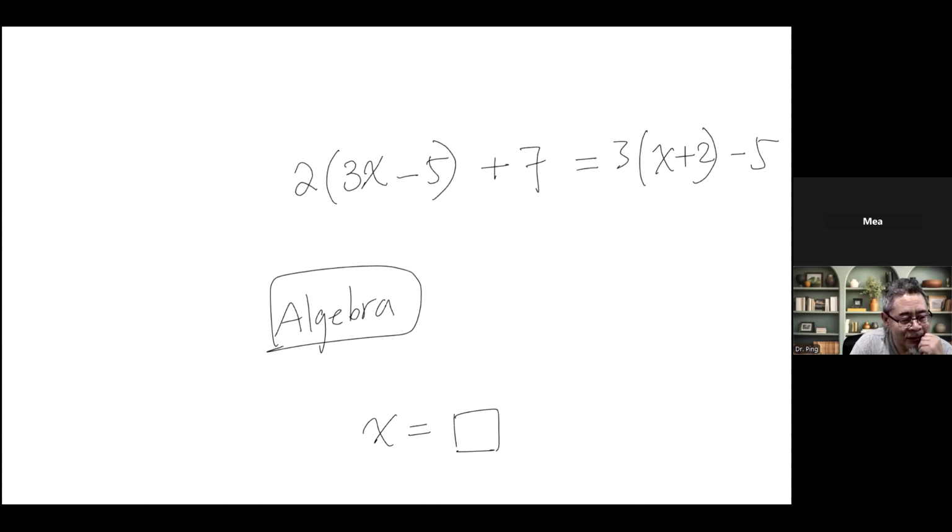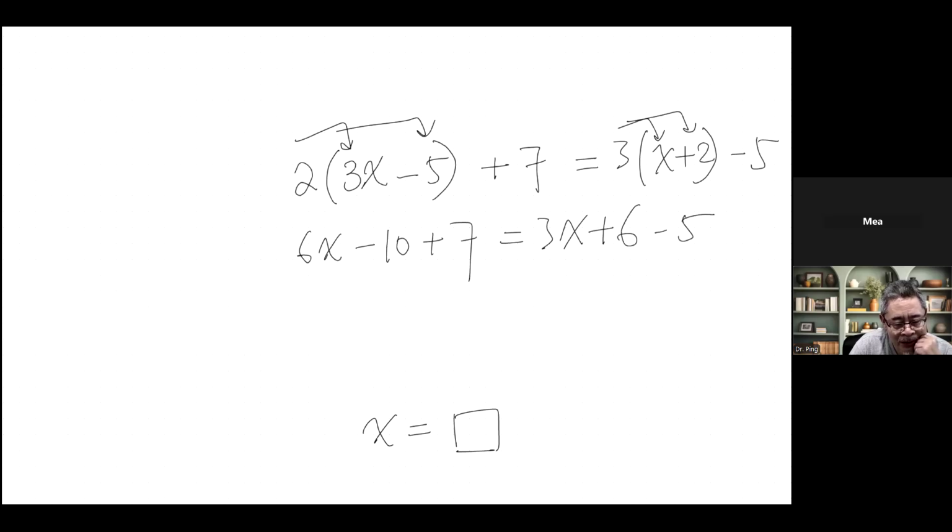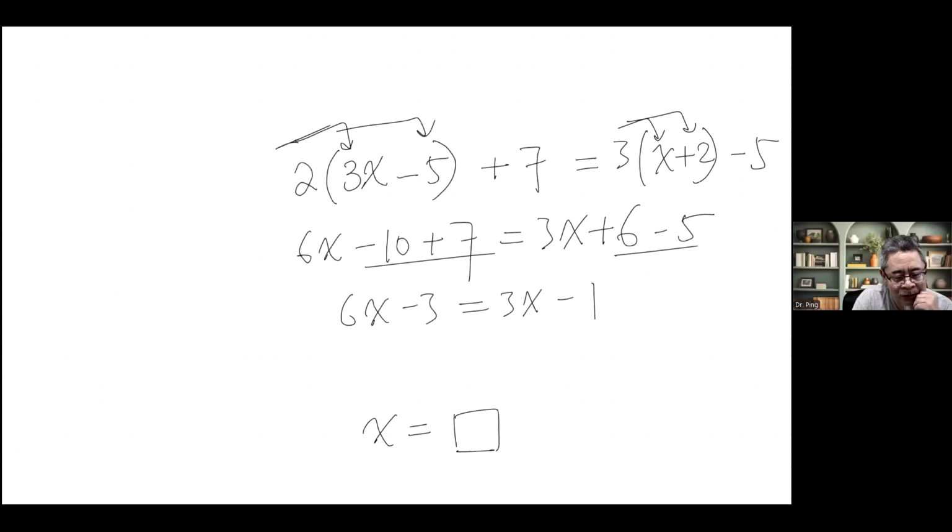Okay, so we go times that. This is our distributive property. And once we do that, we got 6x here minus 10 plus 7. And we got 3x plus 6 minus 5. Then we can combine those terms. We got 6x here. That is negative 3 and that is negative 1. And now we're back to something we know how to do. And that's basically a strategy when we do algebra: we're always trying to reduce it to something we know how to do before, for any new problems we're trying to solve.